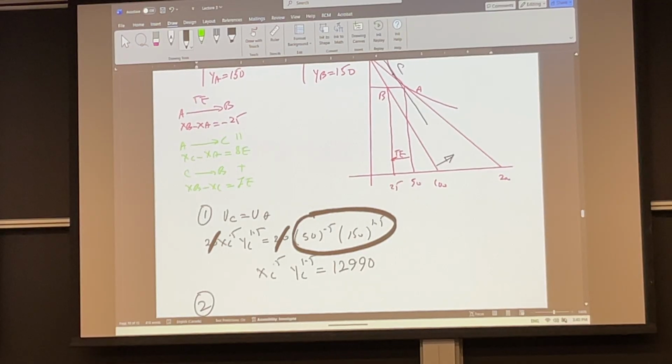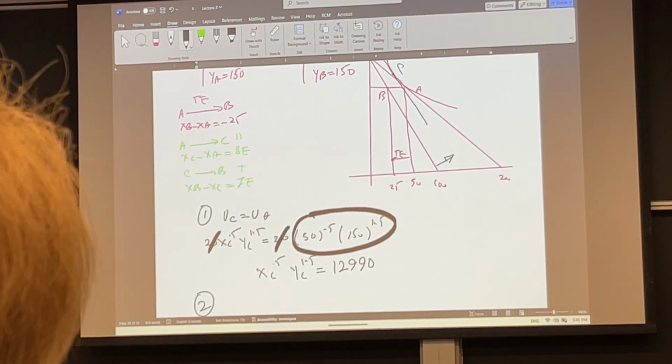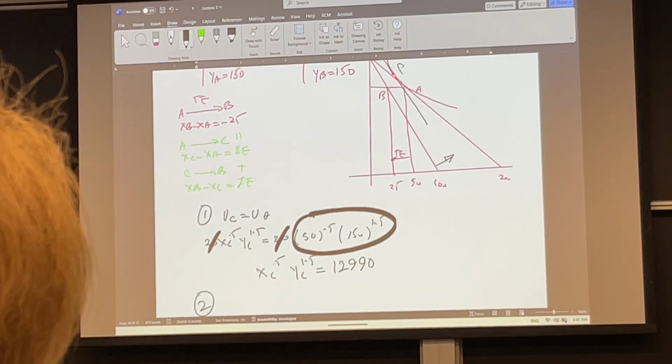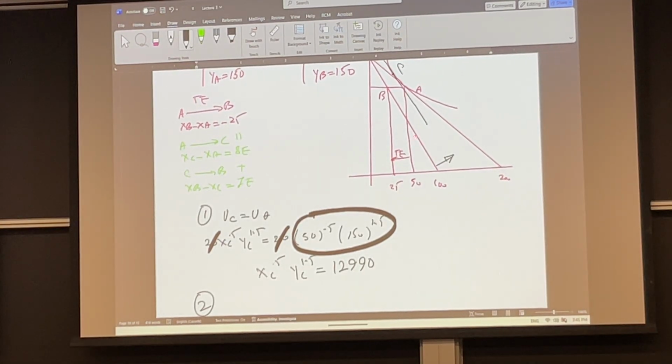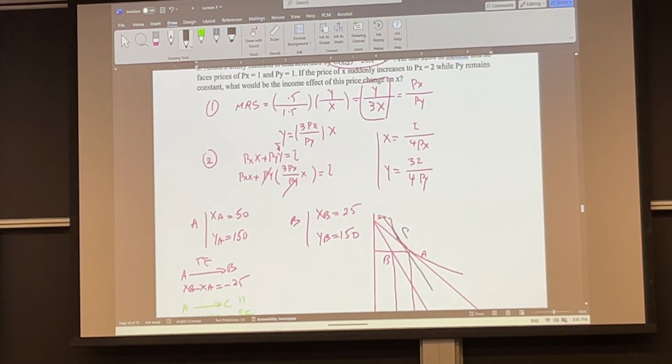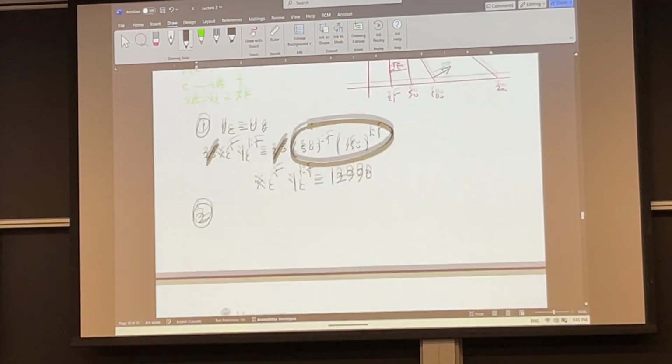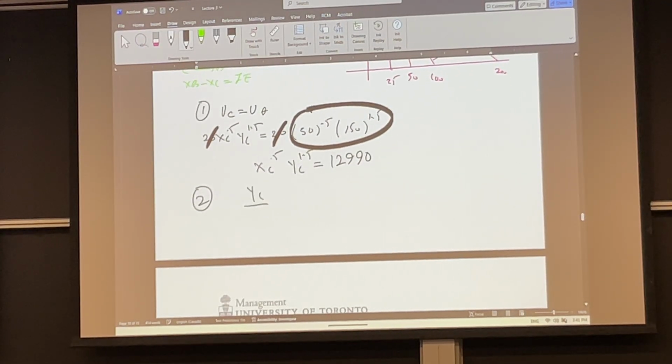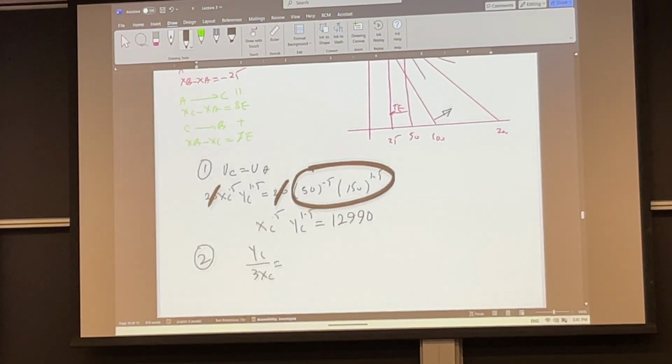What else do you see? Look at point C. What else do you see there? It's on the same indifference curve. We already used that one. What else do you see? We found it by tangency. So the MRS at point C is equal to the slope of the new budget line. That's the way we got it, right? So MRS, which is this one, at point C must be equal to how much?